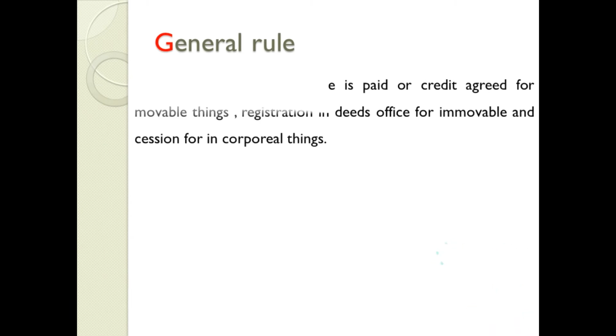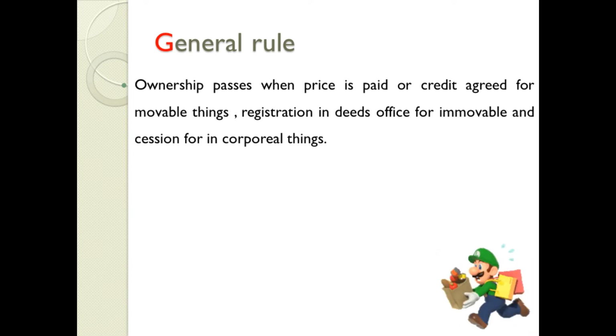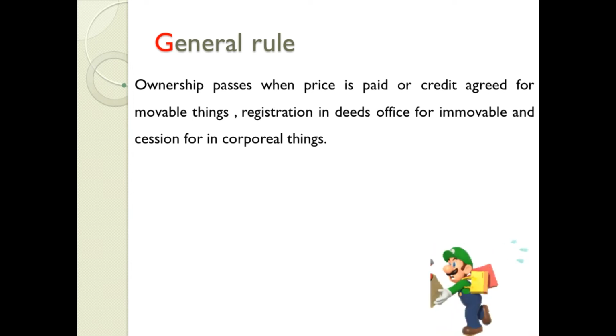The general rule. The general rule is that ownership passes when price is paid or credit is agreed for movable things. Then registration in deeds office for immovable property.